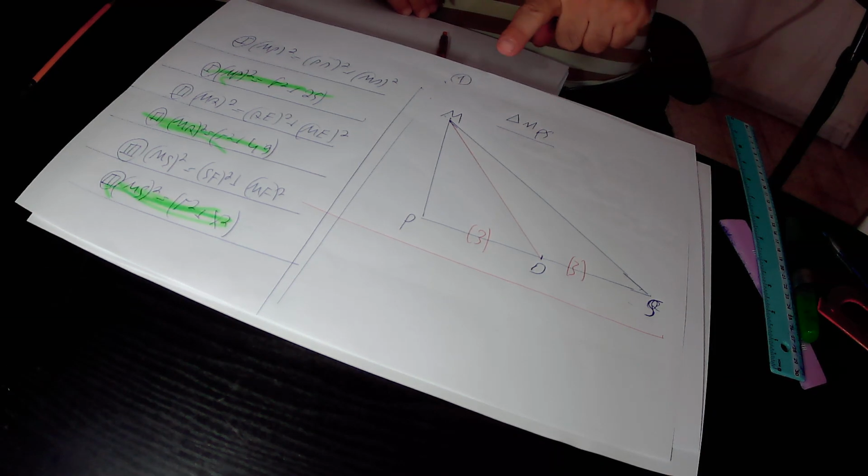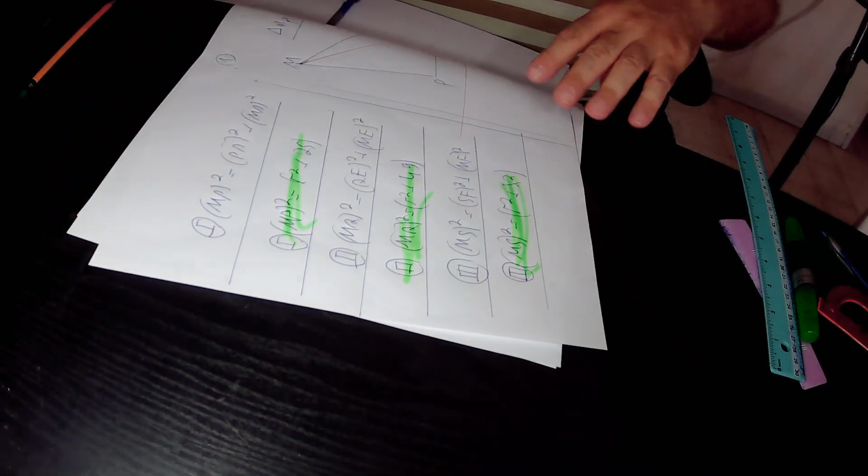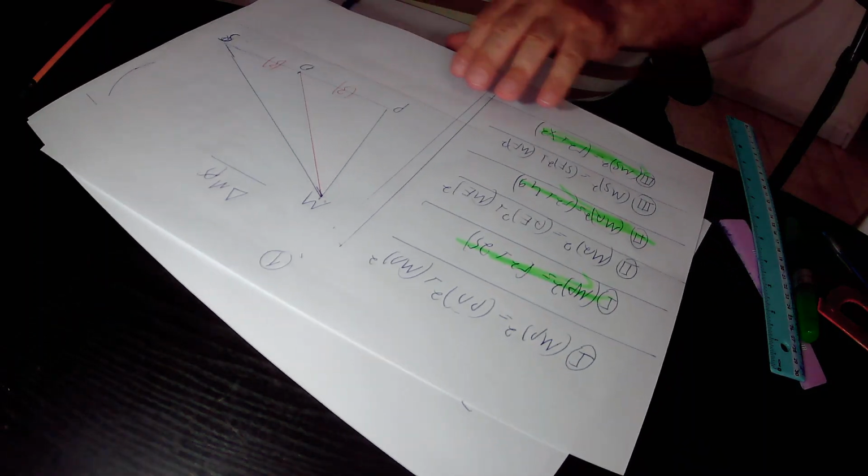Here we have line segment MD. Line segment MD is defined as the median of this triangle MPS. So write it down: line segment MD is the median of triangle MPS.